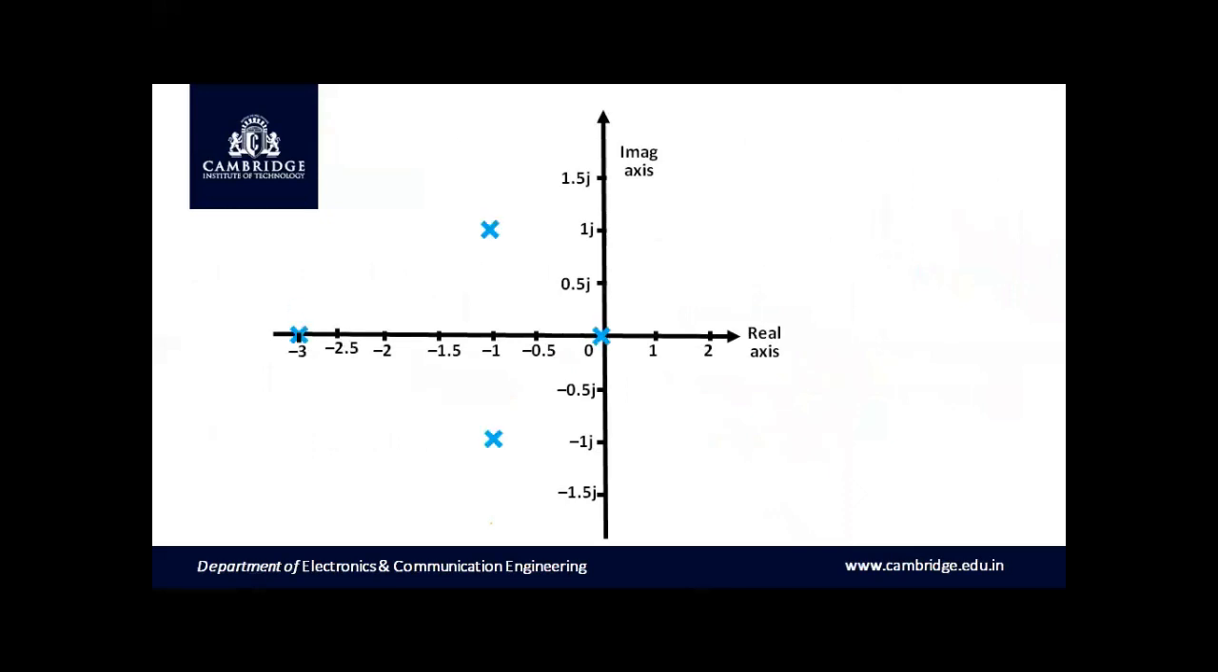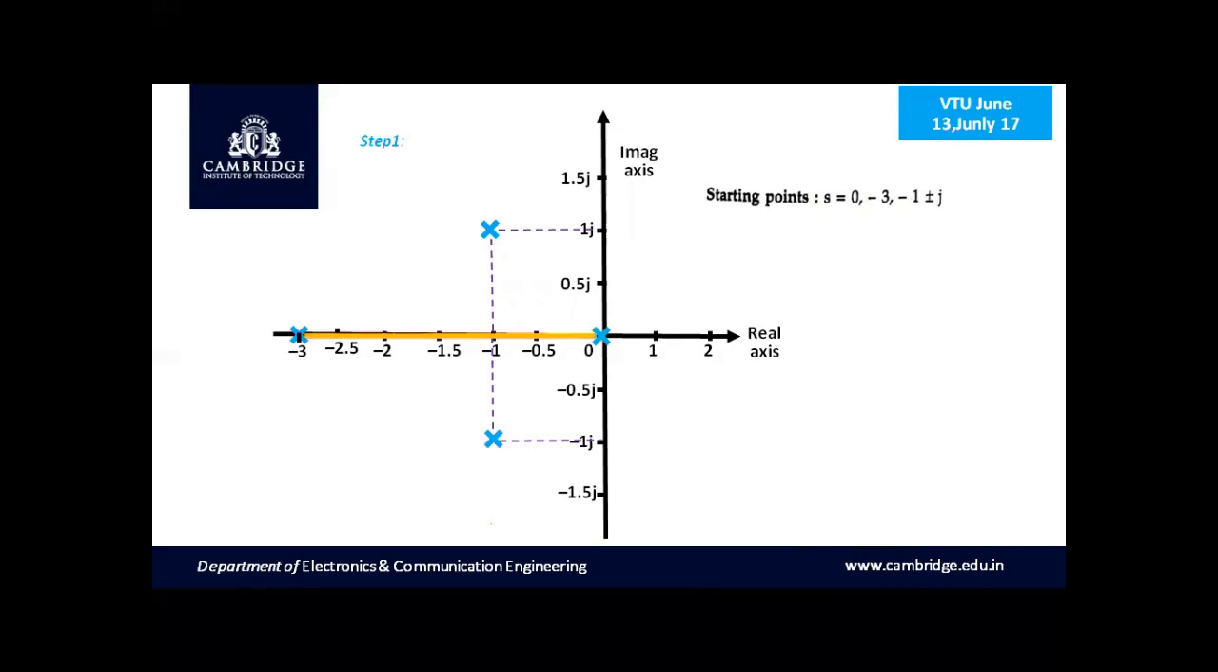Here is a clear plot of the poles at 0, minus 3, and at minus 1 minus j as well as at minus 1 plus j. And we know that it is an intersection point of the real and the imaginary axes, at which we get a complex conjugate pair. The starting points are at s is equal to 0, minus 3 and minus 1 plus or minus j. And the root locus exists between 0 and minus 3. This gives the region of the root locus and you can represent it as RL.